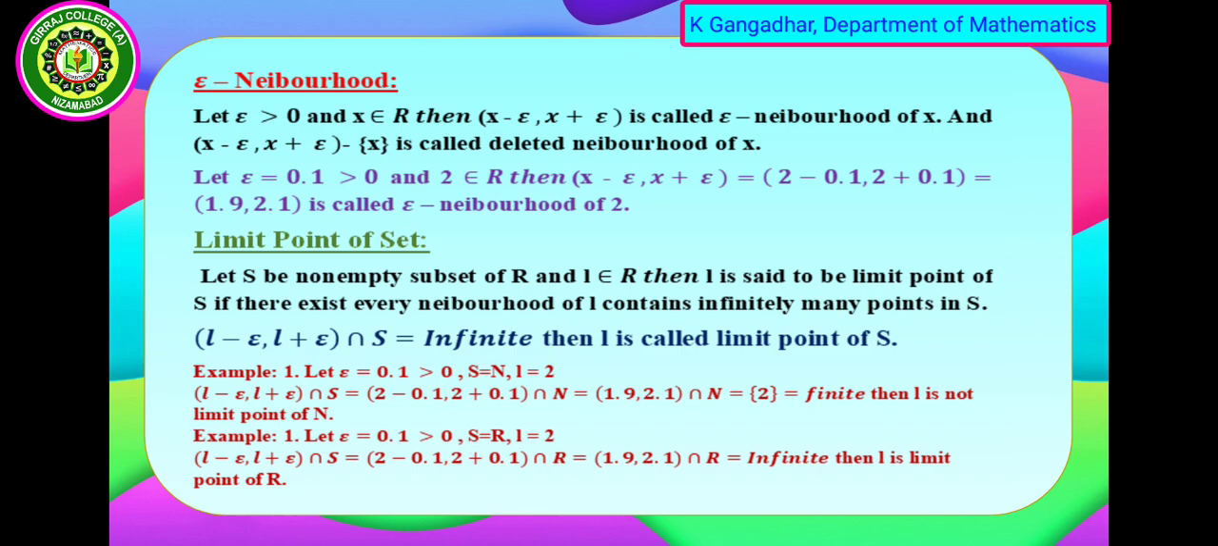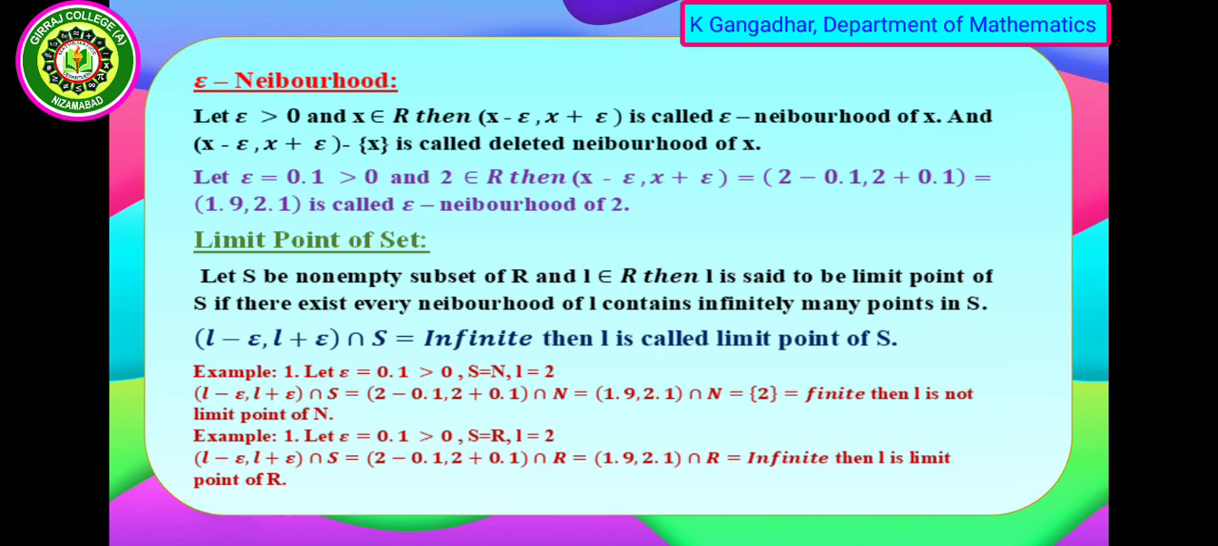So now the open interval (L minus epsilon, L plus epsilon) intersection S equal to infinite, then L is called a limit point of S. Here if (L minus epsilon, L plus epsilon) intersection S is finite, then L is not a limit point. So if that value is finite, then L is not a limit point of S.